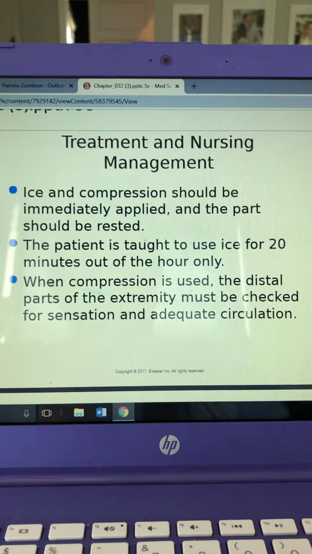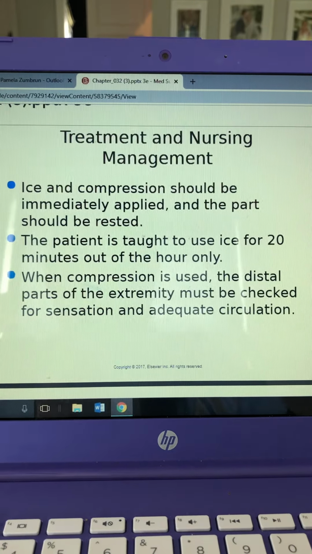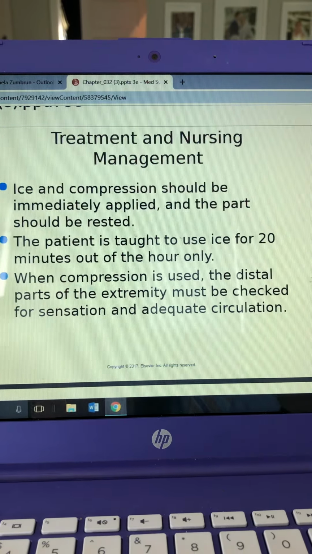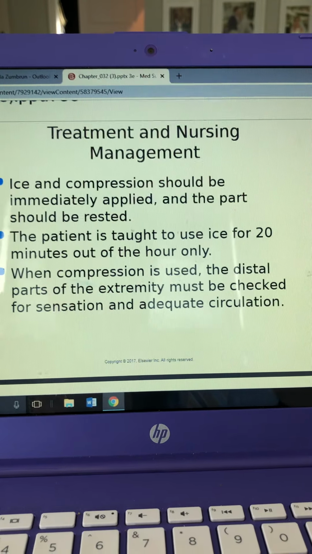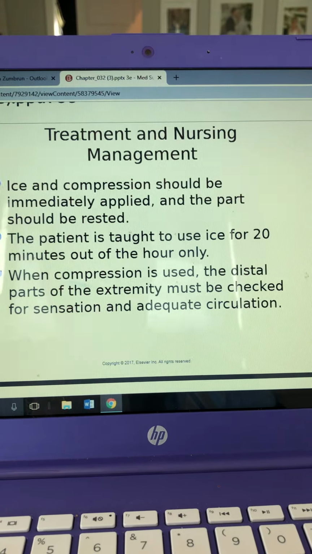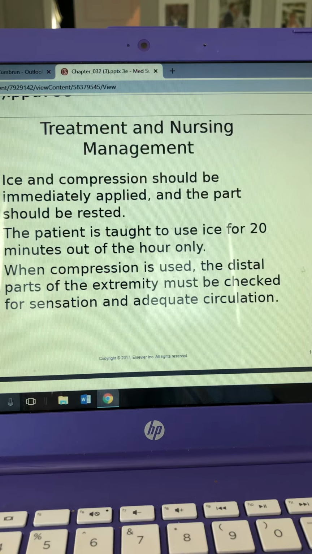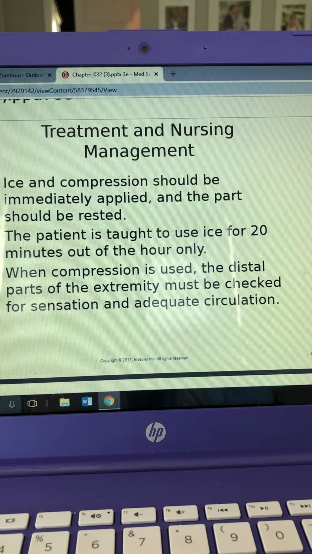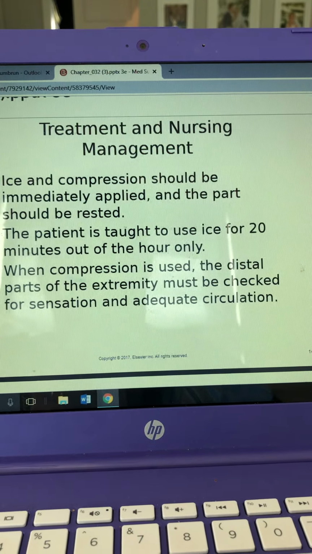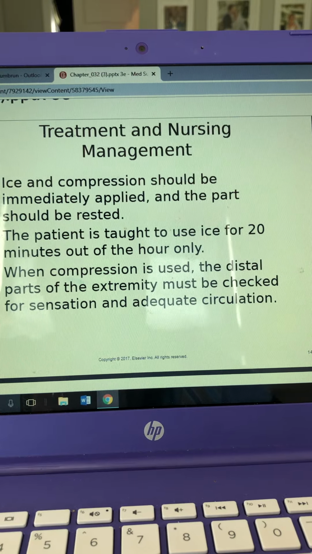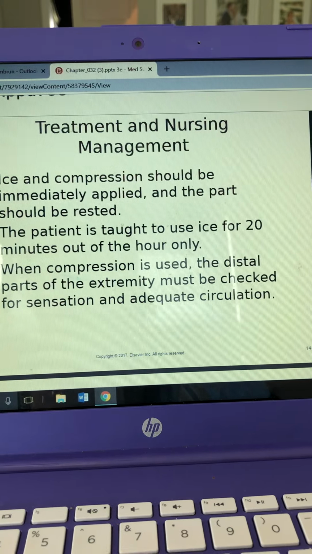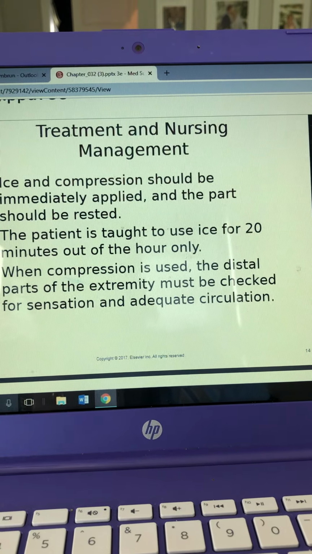When compression is used, or a cast, or I will add also post-surgical for a reduction of a fracture. Anytime a limb has had an injury or had a surgery and it has a bandage, cast, splint, dressing after surgery, anything like that, always the distal part of the extremity, such as the fingers, the toes, need to be checked for sensation and adequate circulation. So they should look pink. They should not feel cold to the touch. So those are important things to check for.